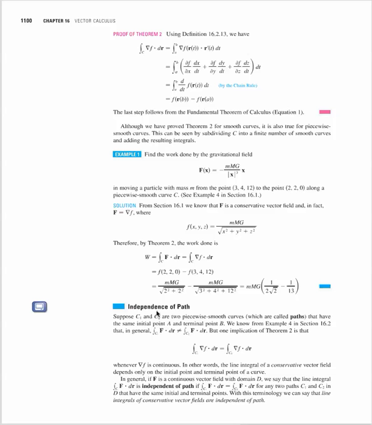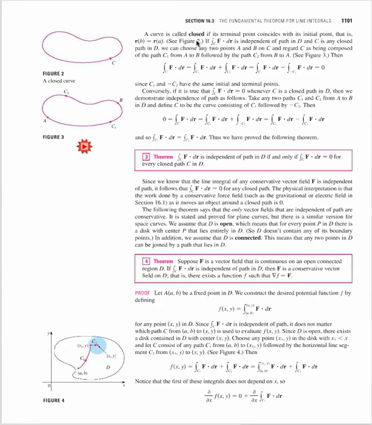Example 1 is fantastic. And you do want to read carefully this blurb about independence of path, and about closed curves, and what happens with a line integral for a conservative vector field on a closed curve. Theorem 3 is important, but I would think of this the other way around. If I know that my line integrals are independent of path, then I know that the line integral of F is going to be 0 along every closed path.